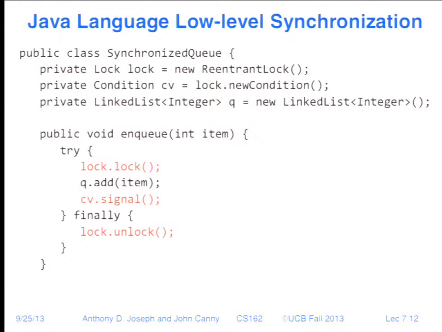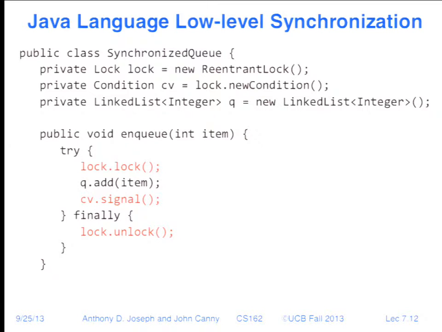All right, so let's look quickly at a synchronized queue using the explicit synchronization primitives in Java. So first of all, we create a lock. We use a reentrant lock class. Most of the time, that's what you want. Non-reentrant locks are usually a really bad idea. And we can create a condition variable that you notice is being called as a method call on the lock. So in this way, the condition variable is associated with a monitor, which is basically the lock. And then finally, there's some internal state, which in this case is a linked list of integers.